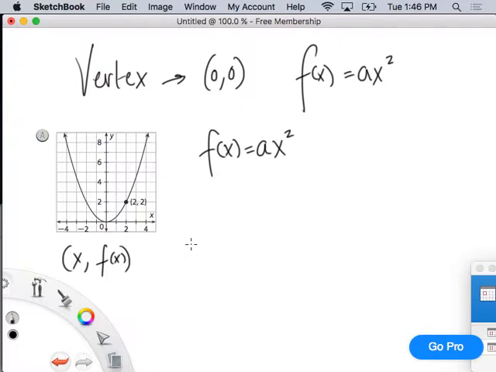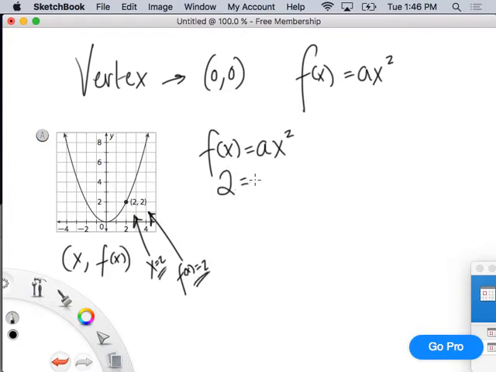So what should I do with that point? What should I use that point for? X and f of x, y, f of x. And what should I do with that in that equation? Plug it in. There you go. In this case, both x is equal to 2 and f of x is equal to 2. I take those values and I plug them in.